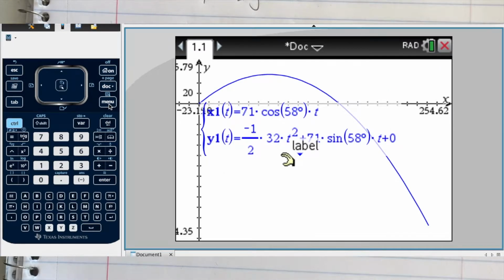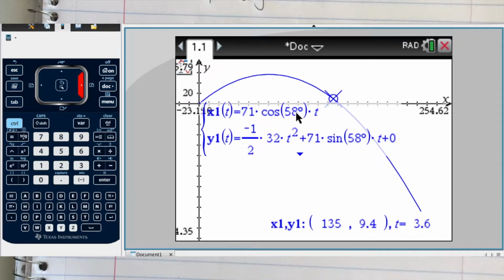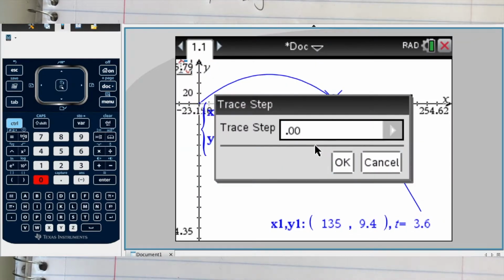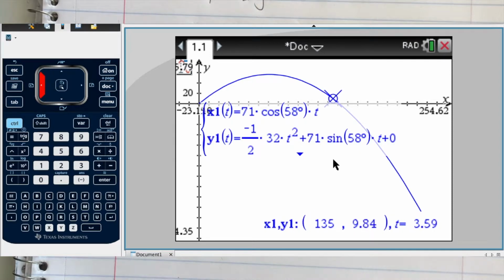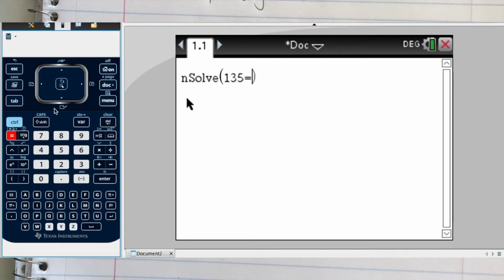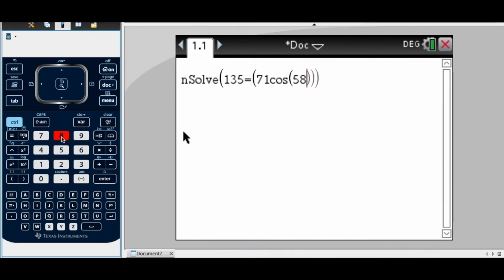Once you have the graph zoom fitted, go ahead and graph trace it, but first you put in 0.001 into trace step just to be more accurate, and then you move it all the way to 135 for the first value. Another way you can solve it is to solve for t and plug in 135 into the x equation, like so.